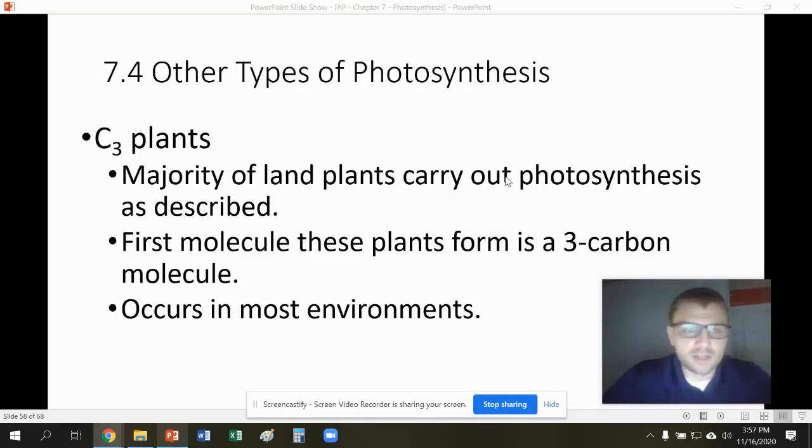This is where it starts to get a little bit confusing. Most of the plants that we see today are going to be these things called C3 plants. The reason they're called C3 plants is one of those first molecules, that PGA. That's a 3-carbon molecule that we've named these plants after. You can see here it's carbon 3. It's that 3-carbon molecule.